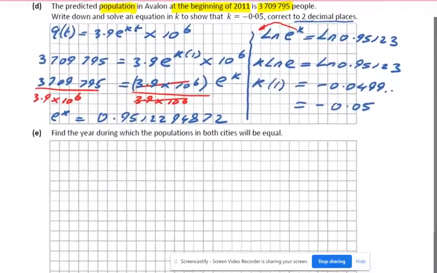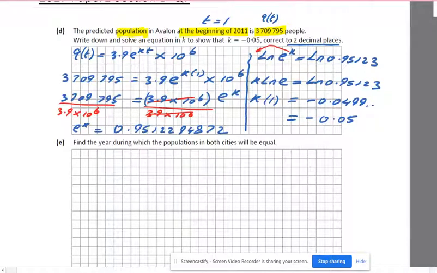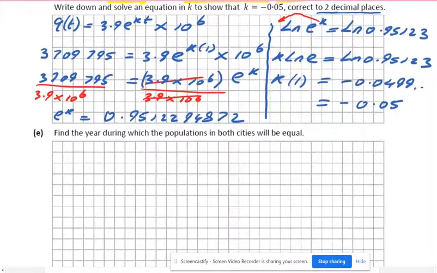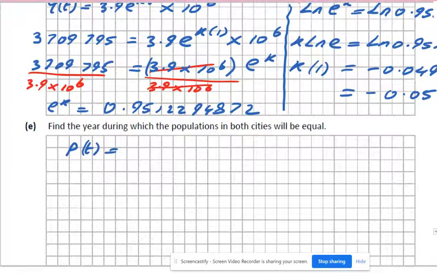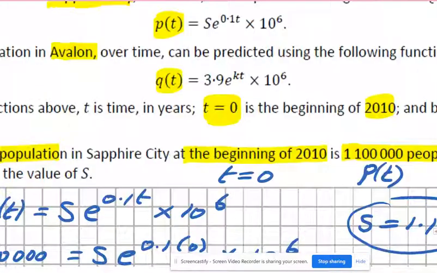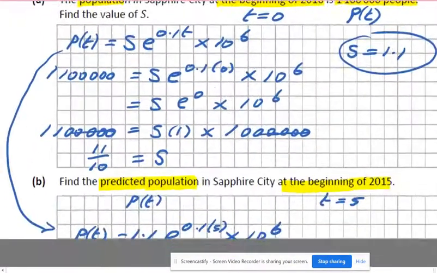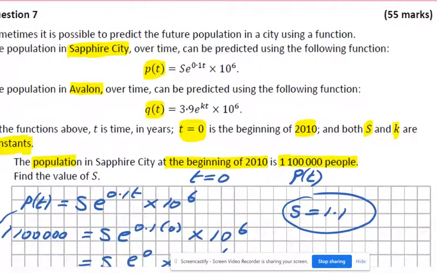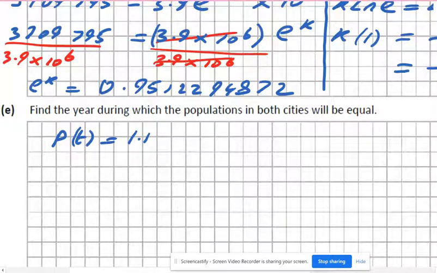Now find the year during which the population in both cities will be equal. So the population is given by P in the first city and Q in the second city. So obviously we put P equals Q here. So write down our formulas again. So once more, P(t) is given by, we go back to the previous page to get this, and we find that it's 1.1. We can use it here. The 1.1 is the value for S. So it's 1.1 e to the power of 0.1t by 10 to the power of 6.